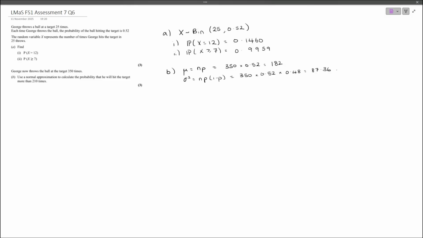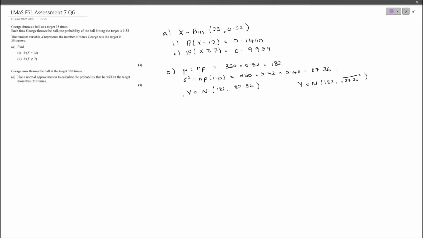So now we can write our distribution, and I'm going to use the letter Y. Y is approximately distributed normally with mean 182 and variance 87.36. Some people might like to write Y is distributed approximately normally 182 and the square root of 87.36 squared, just to identify that the square root of 87.36 is the standard deviation.